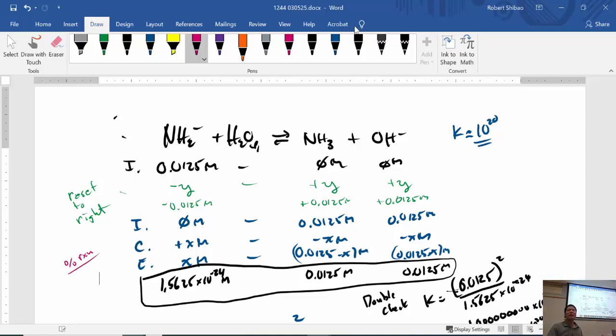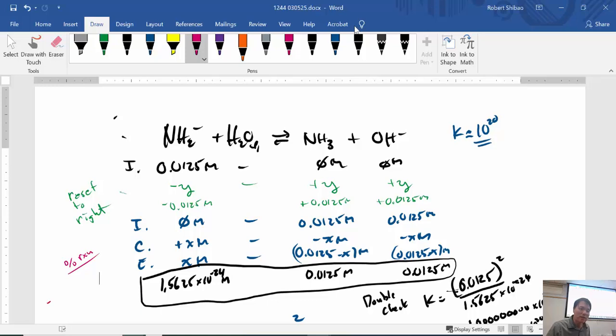Basically 100, but I want to know. Okay, so the percent reaction is this. I usually calculate the percent reaction like this.